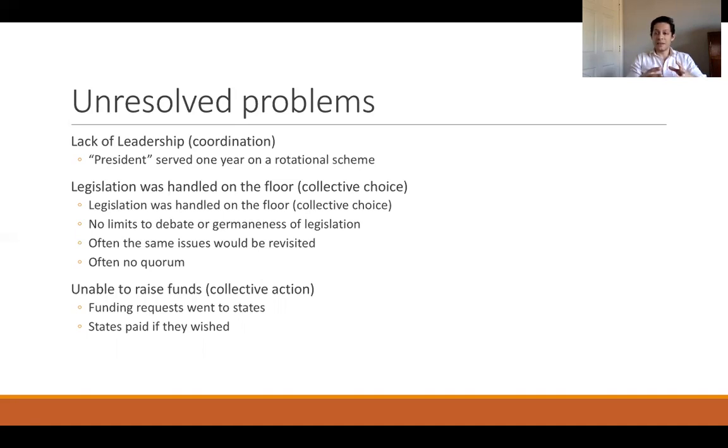So you could get on the floor to debate a piece of legislation and recite French poetry for all they cared. Anything you had to say on the floor did not have to have anything to do with the piece of legislation. They could just kill time in an attempt to kill the legislation if they wanted to. And because of that, oftentimes the same issues would be revisited multiple times. And as if that weren't bad enough, most of the time, the state delegates wouldn't even bother to show up. There was no quorum and no quorum rules to be had.